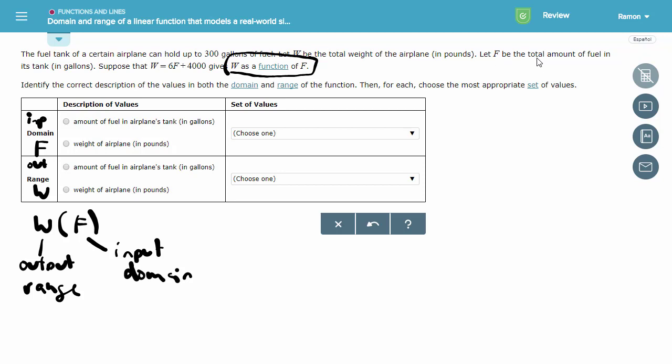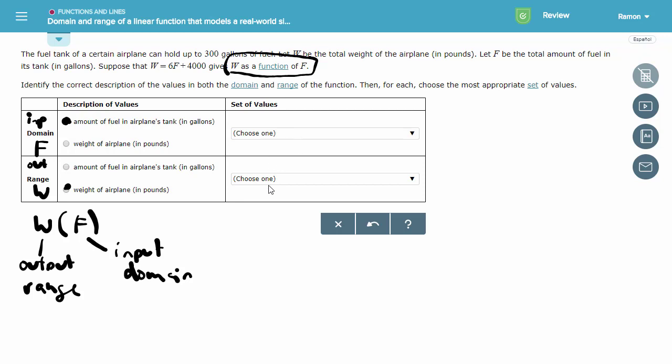Now I go back up here to my word problem where it says the value F. It says F here is the total amount of fuel in this tank. Therefore, for the description of the domain, I'm going to pick this for my answer: amount of fuel in the airplane's tank. And then W, in the word problem, says W is the total weight of the airplane in pounds. That means for this one, the answer is this right here. So I select those two. This one is domain, this is the range.